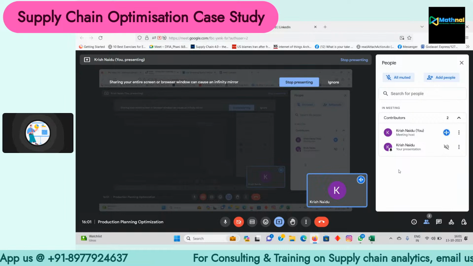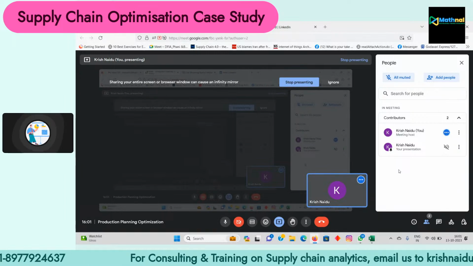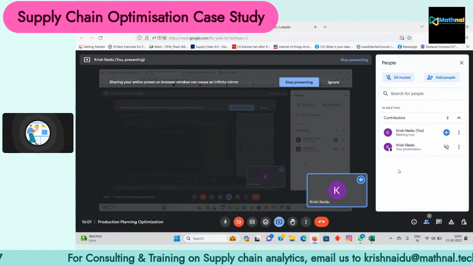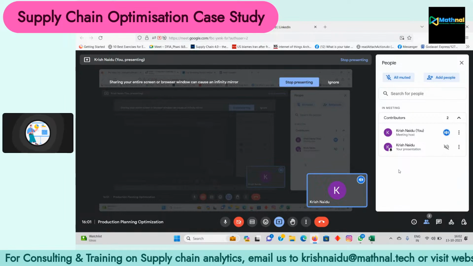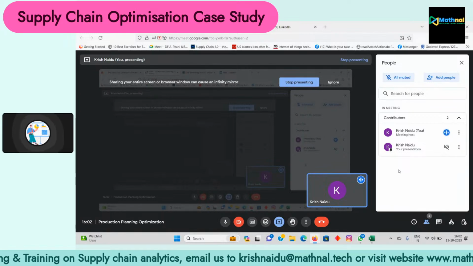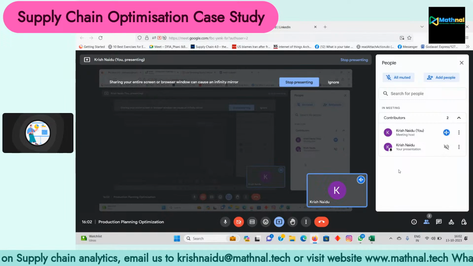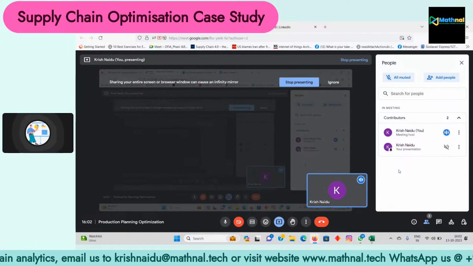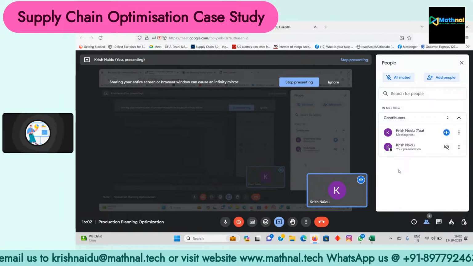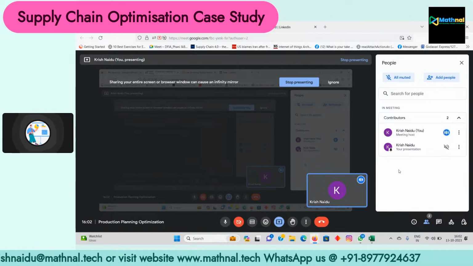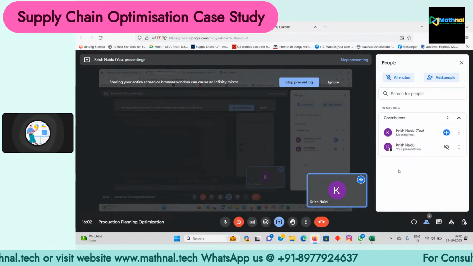And the purpose of today's live is to work on a production planning optimization case study. We'll be doing this case study in two different parts. One is today we will discuss the entire input and output parameters, the model parameters, and in the next session, maybe in a couple of days, we'll be doing the modeling using solver.